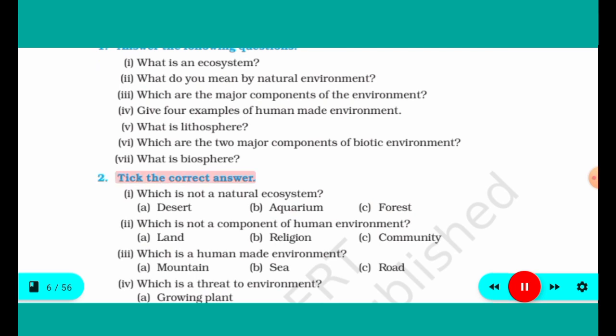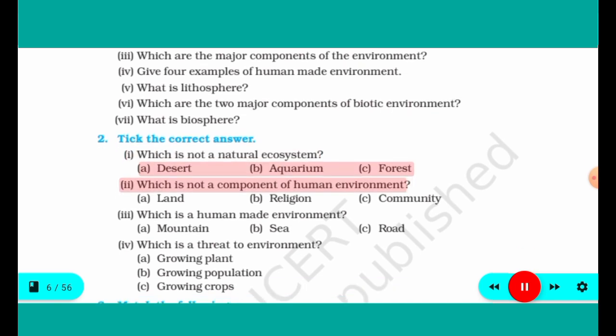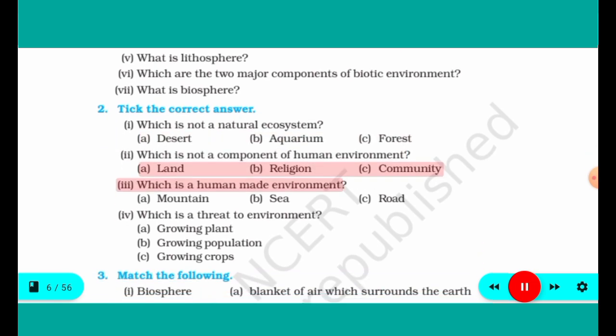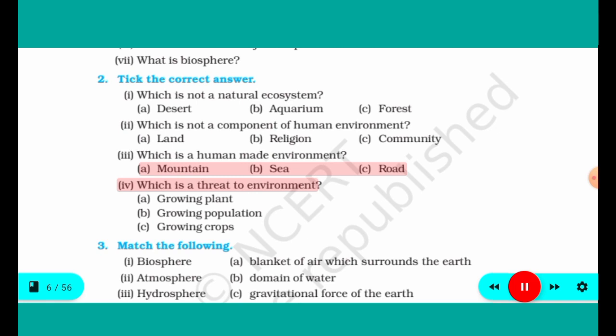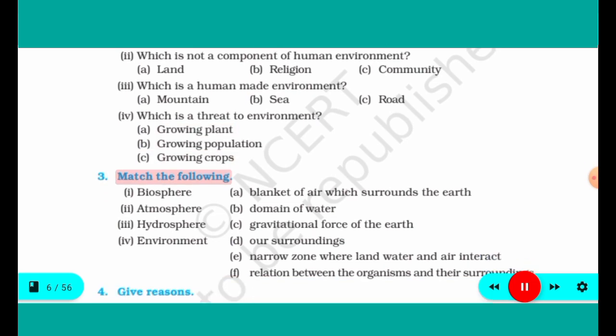2. Tick the correct answer. I. Which is not a natural ecosystem? A. Desert. B. Aquarium. C. Forest. II. Which is not a component of human environment? A. Land. B. Religion. C. Community. III. Which is a human-made environment? A. Mountain. B. Sea. C. Road. IV. Which is a threat to environment? A. Growing plant. B. Growing population. C. Growing crops.